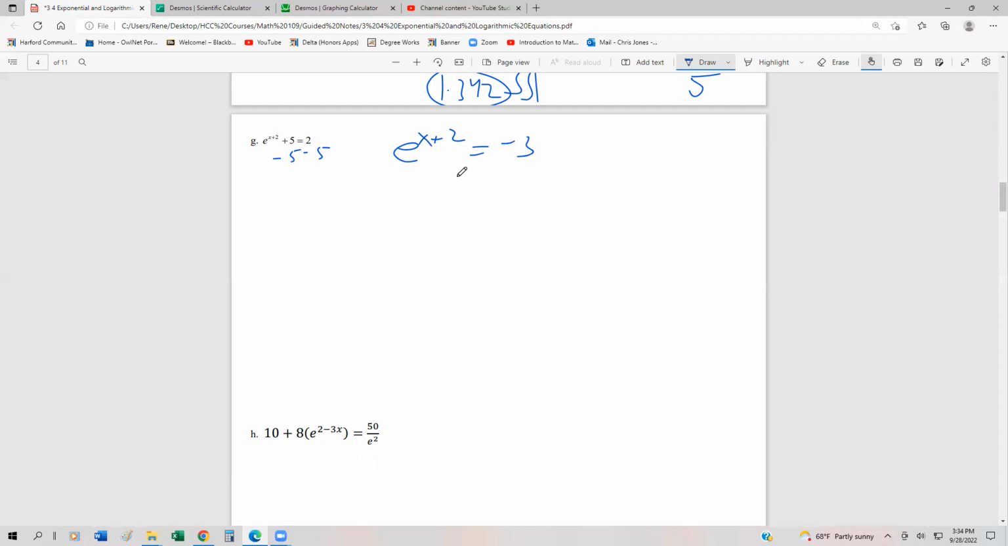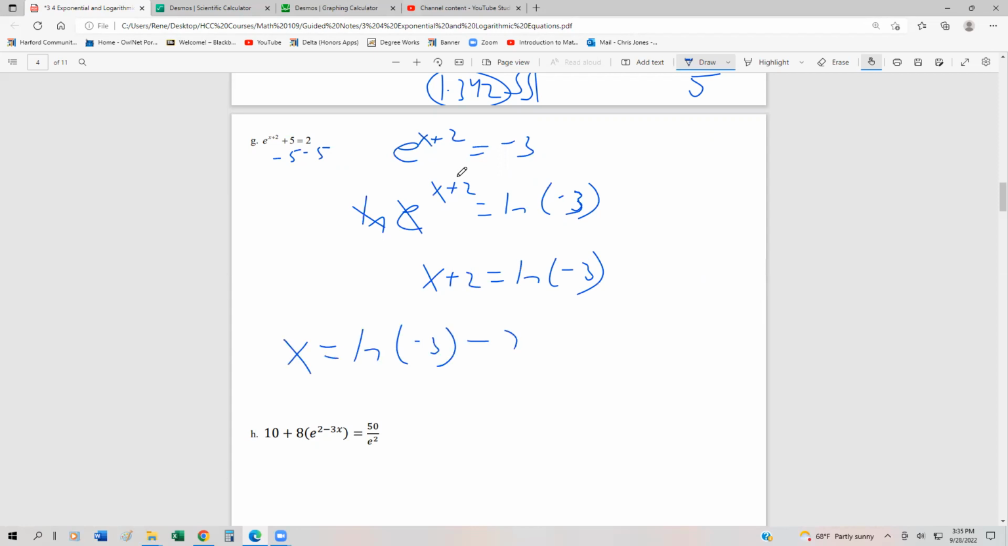Then I'm going to take the natural log of both sides. So I get ln of e to the x plus 2 equals ln of negative 3. All right, now, one thing to note is that e's and ln's are inverses of one another. And so what this would leave us with is x plus 2 equals ln of negative 3. Now, if we wanted to solve for x, we could subtract 2 from both sides. So algebraically, this would be ln of negative 3 minus 2. But what we always want to make sure of is that whatever's inside of a logarithm is greater than 0. Okay, and clearly negative 3 is not greater than 0.